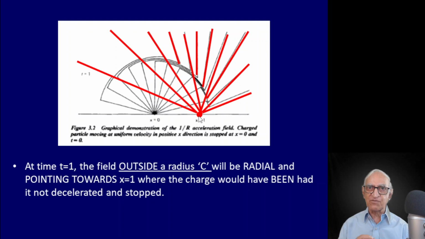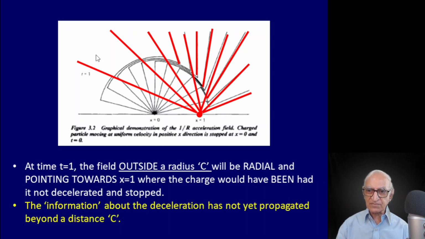So there is an essential difference between inside that semicircle of radius c and outside the semicircle of radius c. Inside the semicircle, every point has the information that the charge has come to a stop, whereas outside the semicircle, no point outside the semicircle knows that the charge in fact decelerated and came to a stop at x equal to 0. It would assume that the charge is in fact moving uniformly and would be at a point x equal to 0. The information about the deceleration has not yet propagated beyond the distance c, where c is the speed of light.